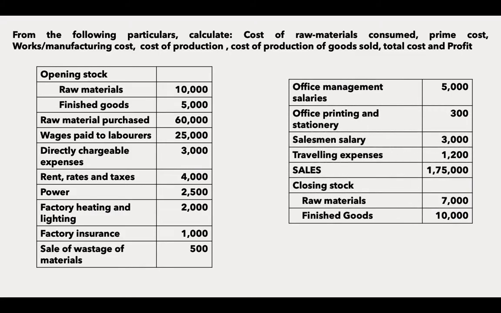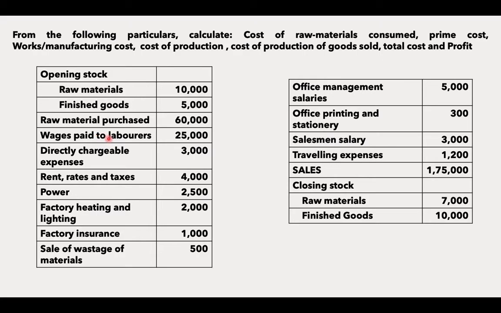Opening stock of raw materials, they have given as 10,000, and opening stock of finished goods 5,000. So these are the opening stock. We have to add them along with the calculation of the raw materials and finished goods. Then raw materials purchase 60,000. This we have to calculate along with the raw materials consumed.